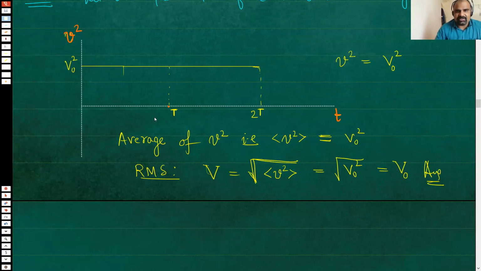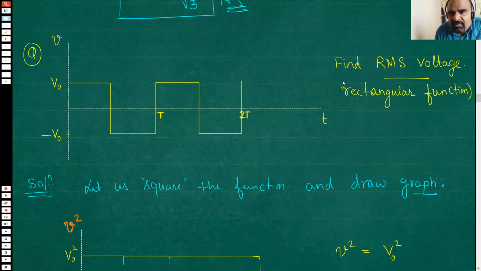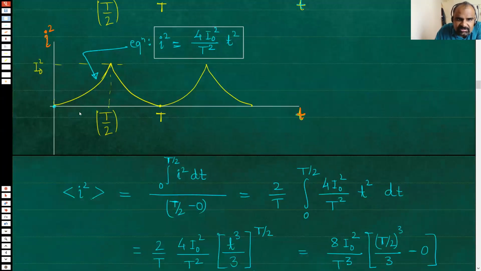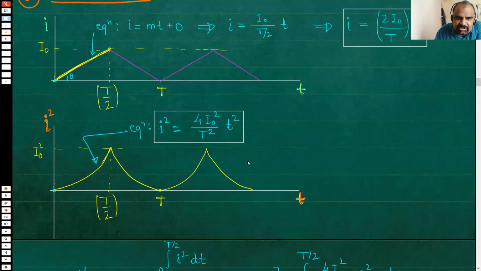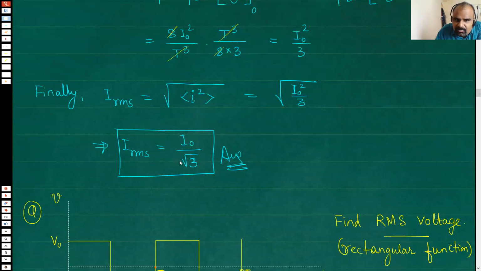So for a rectangular function, by the way, this type of function, one calls it rectangular function. For a rectangular function, RMS value is same as peak value. For a triangular function, this was for triangular function. You see, this is not triangular because we have already squared it, but when we had not squared it, it was a triangular function. So for a triangular function, RMS value will be peak value by √3.